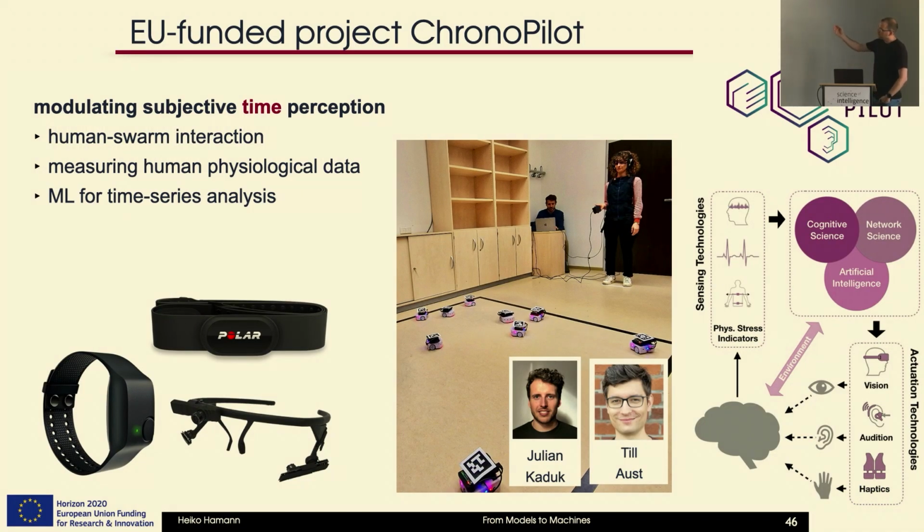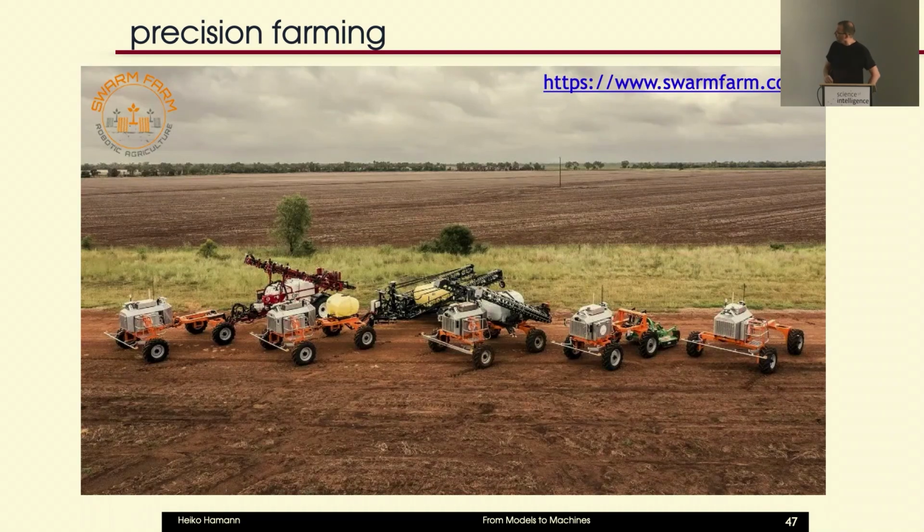So we do some physiological measurements, and then we try to do a machine learning based time series analysis of this physio data to classify and understand how this human operator feels in that moment, and then maybe also adapt the robot behaviors to that. So this is our take on how can you look into human swarm interaction, and hopefully make a useful contribution there.